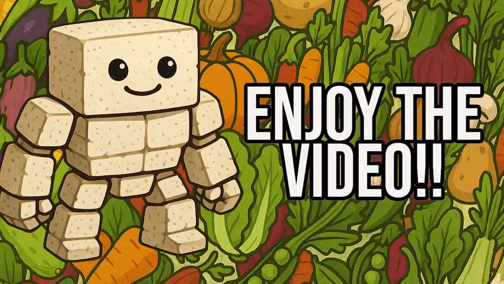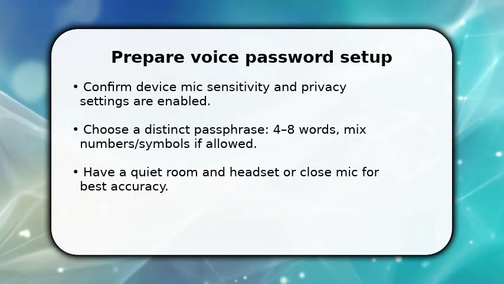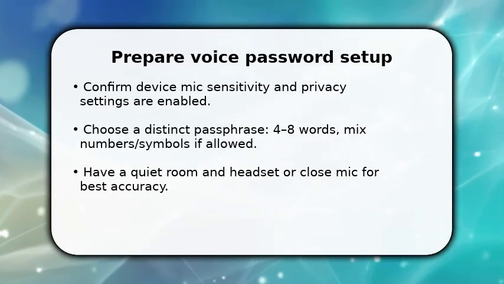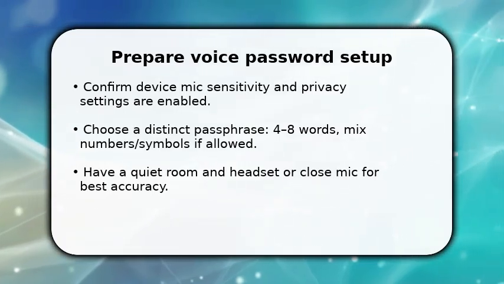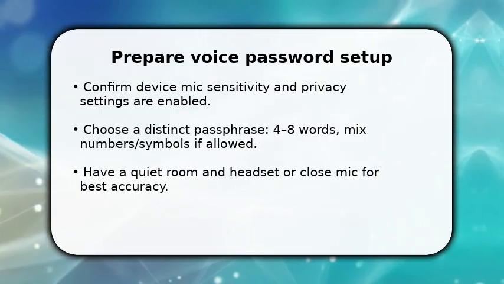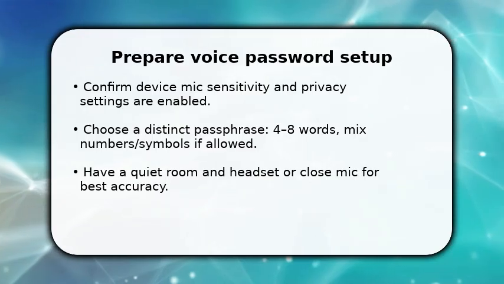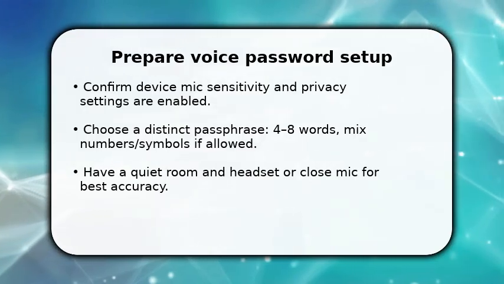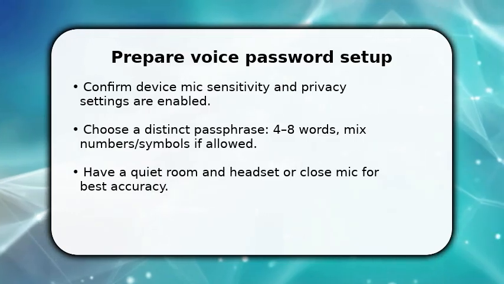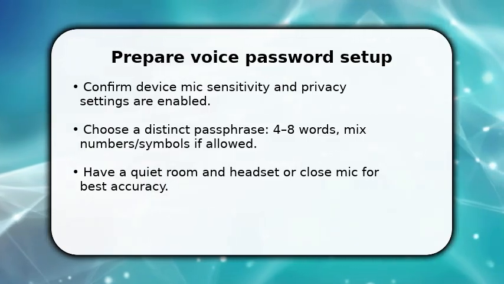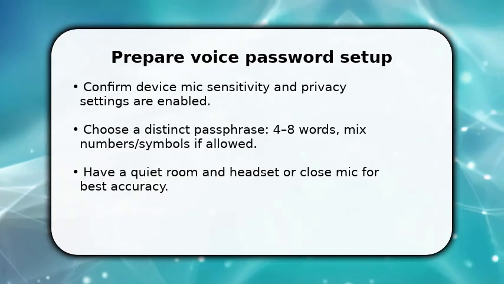Please enjoy the video. You start by prepping the environment and account controls so the system can learn reliably. First, open your account security settings and enable voice authentication. Make sure microphone permission is granted. Next, pick a unique passphrase, 4 to 8 words that you can repeat naturally. Include numbers or symbols only if the system accepts them.